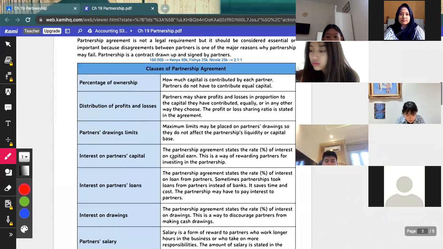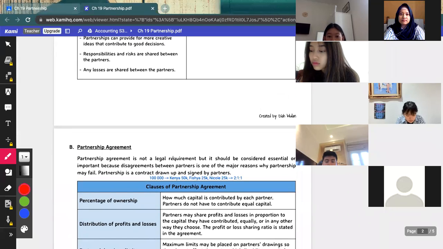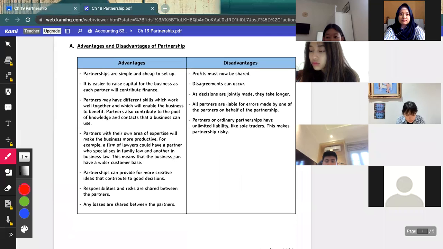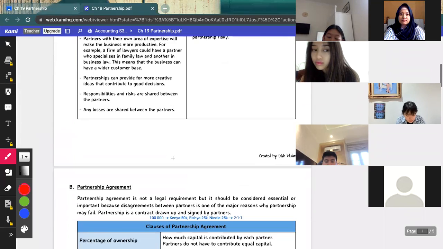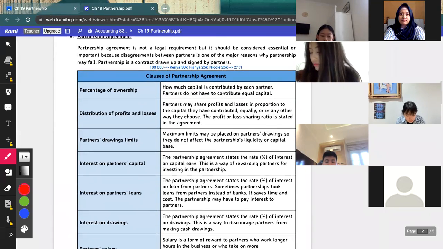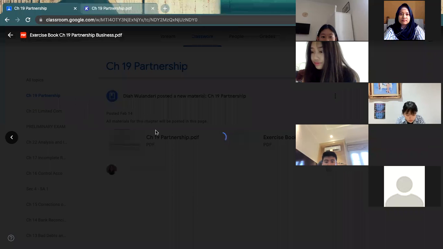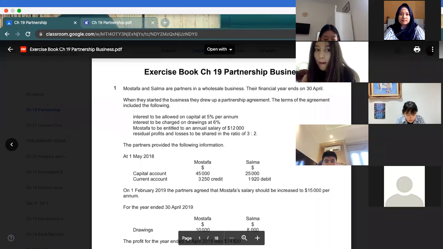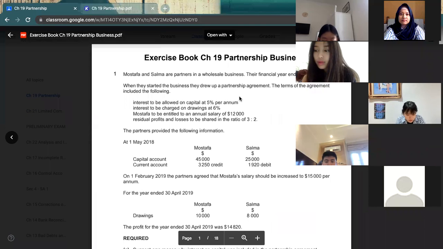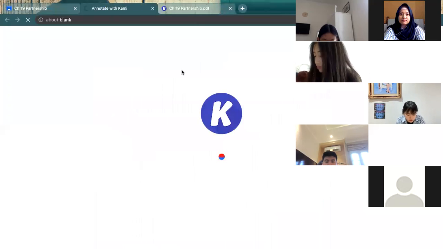The remaining questions will be in the form of theory. Why it is better to have a partnership compared to a sole trader. Why it is important to have partnership agreements, those kinds of theories. Okay, clear enough? Okay, let's jump into the question. So this is an example of the questions, from the exercise book of partnership.